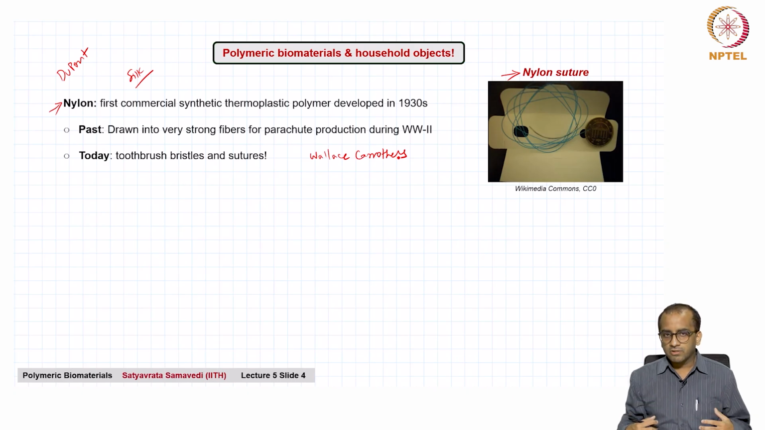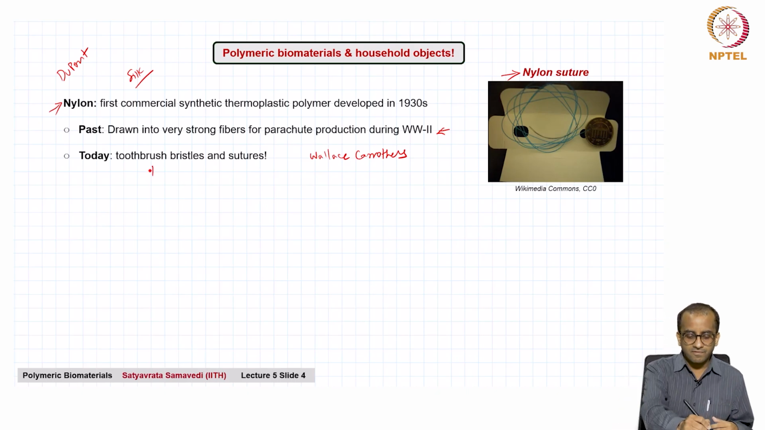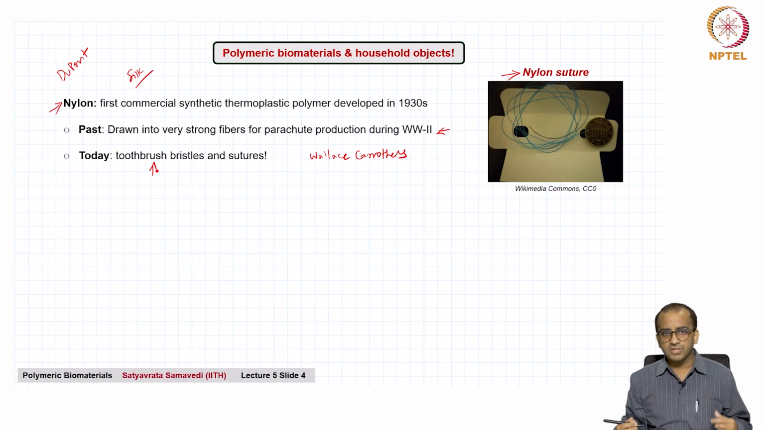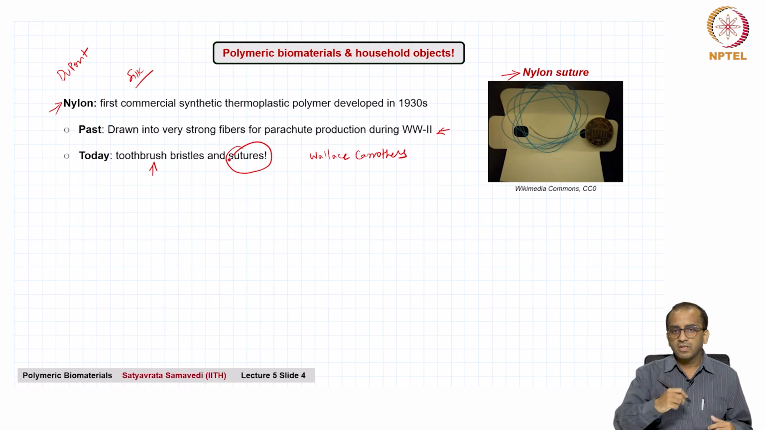So, as part of the effort at DuPont, nylon was developed and was used in applications such as being drawn into very strong fibers for parachute production during the World War. And even today, the bristles in your toothbrush are made of nylon. And of course, like I said, from a biomedical perspective, you have nylon sutures that are regularly used. Of course, nylon sutures are not resorbable, which means either they will stay there throughout or the surgeon will have to go in and remove the sutures at a later point.